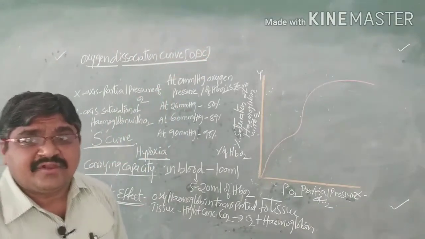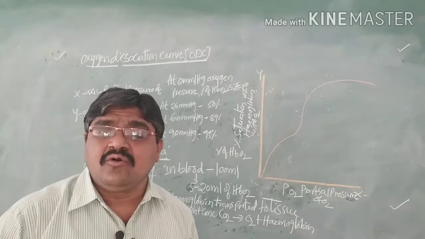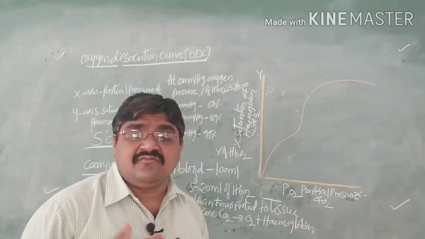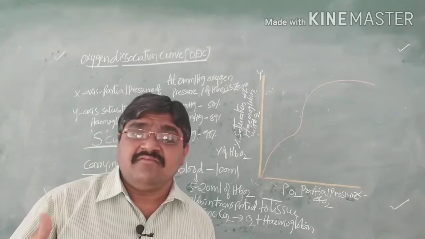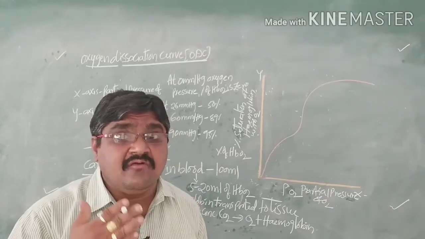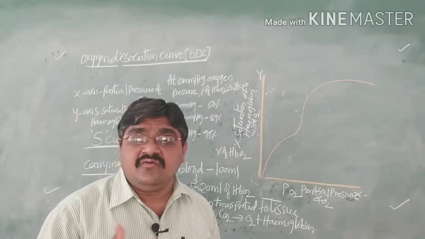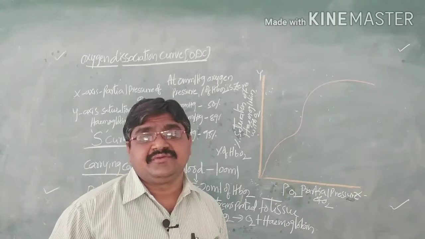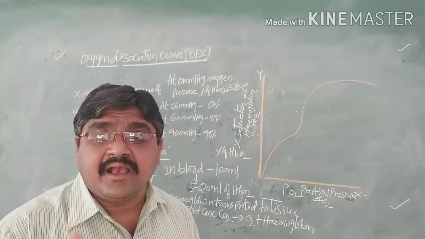This is how the transportation of oxygen takes place in our body in the form of oxyhemoglobin. About 97% of oxygen is transported in the form of oxyhemoglobin, and 2 to 3% of oxygen is transported in the form of a physical solution, that is, dissolved in the plasma of the blood. Oxygen is not dissolved in water, it is dissolved only in the plasma of the blood, which is 2 to 3%, and is transported to the cells and tissues. So this type of curve is called an oxygen dissociation curve, which shows an S-shaped curve.